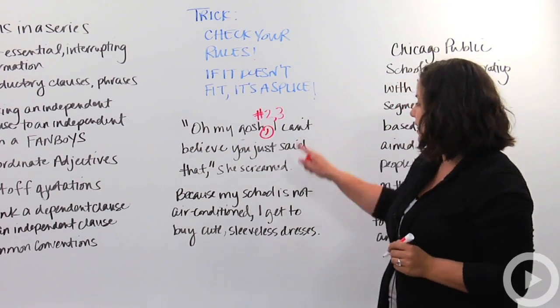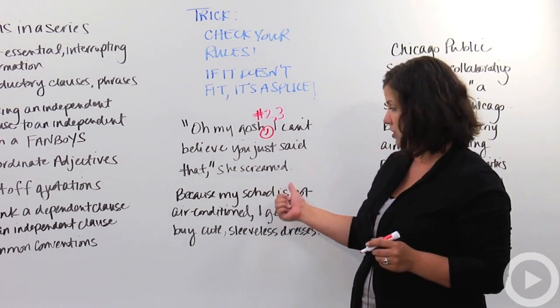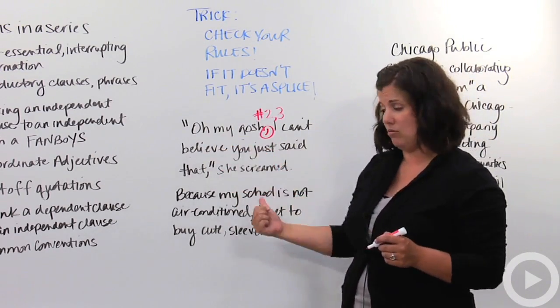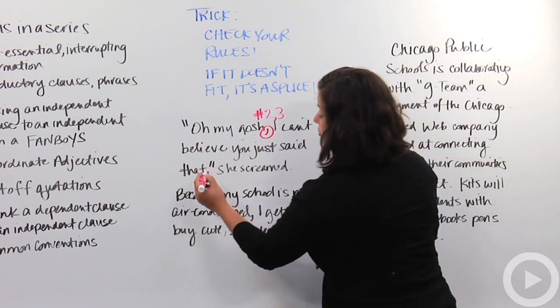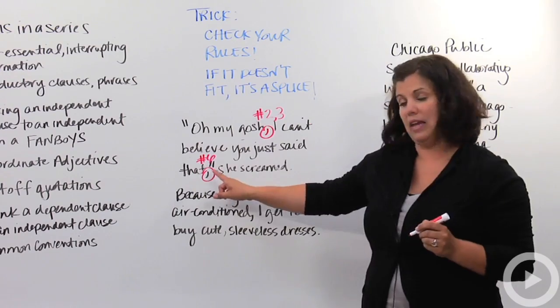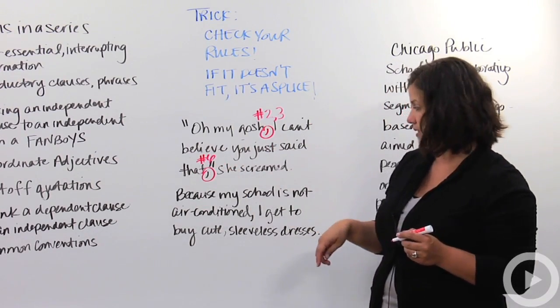All right. And then you have, "I can't believe you just said that," comma, quotation mark, she screamed. So this is your dialogue tag that attaches this quotation to the rest of the sentence. And we said with rule number 6, you want to make sure that you use that comma to separate the quotation from that dialogue tag or the rest of the sentence.